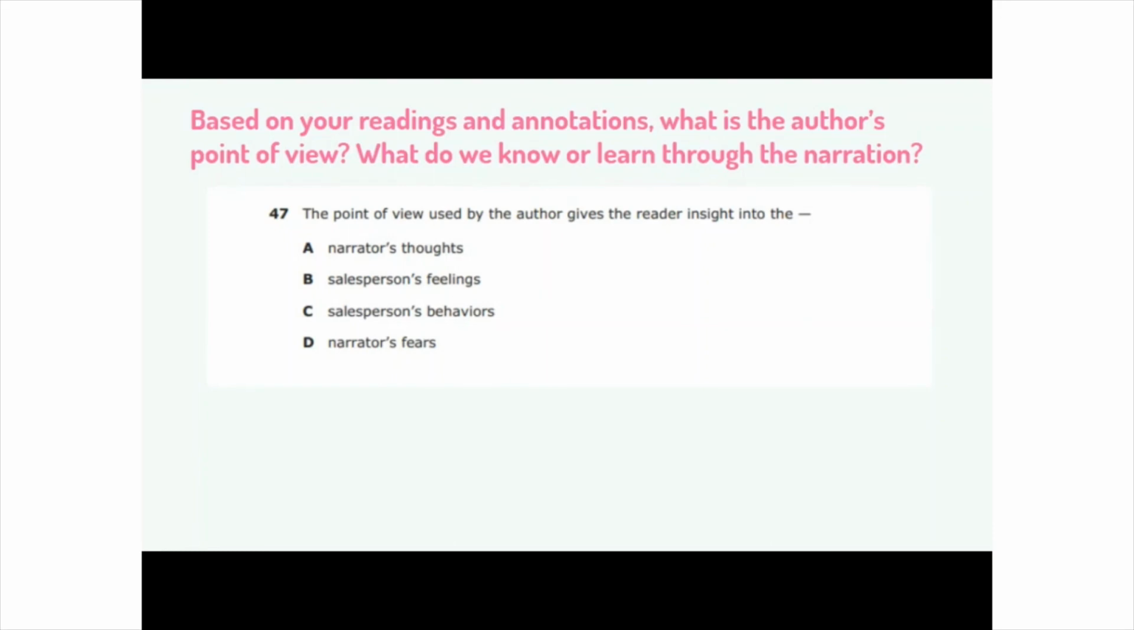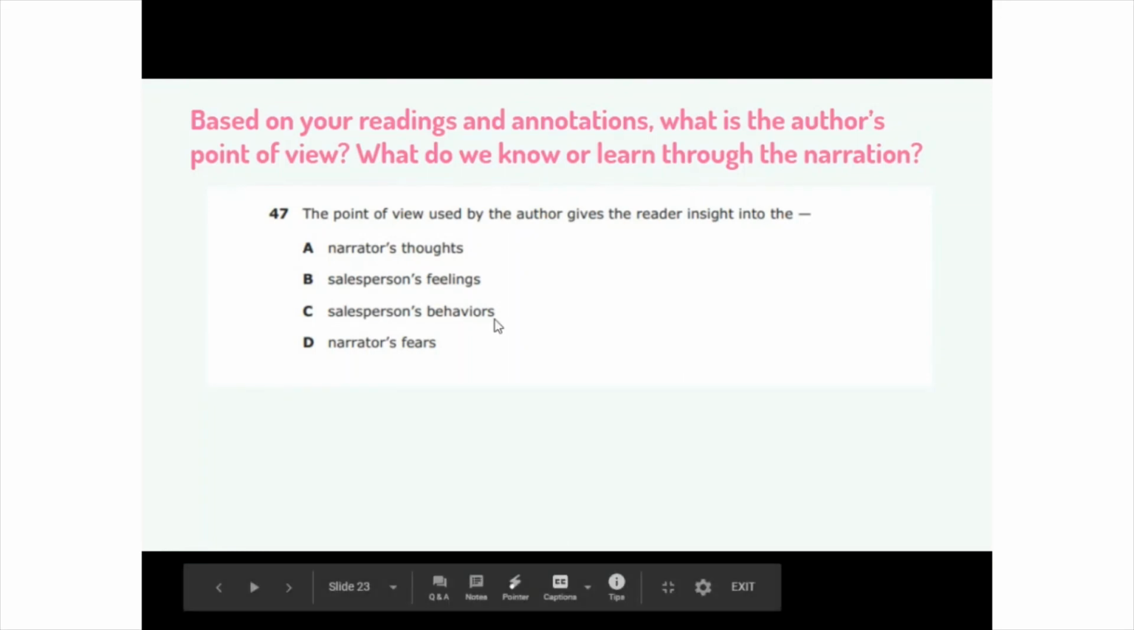A or D. So which one's the correct answer? What is the correct answer here, A or D? Excellent. A majority of you got it right here. It is A, it's the narrator's thoughts, because nowhere here does it talk about him being scared. Okay. So that's why it's A.